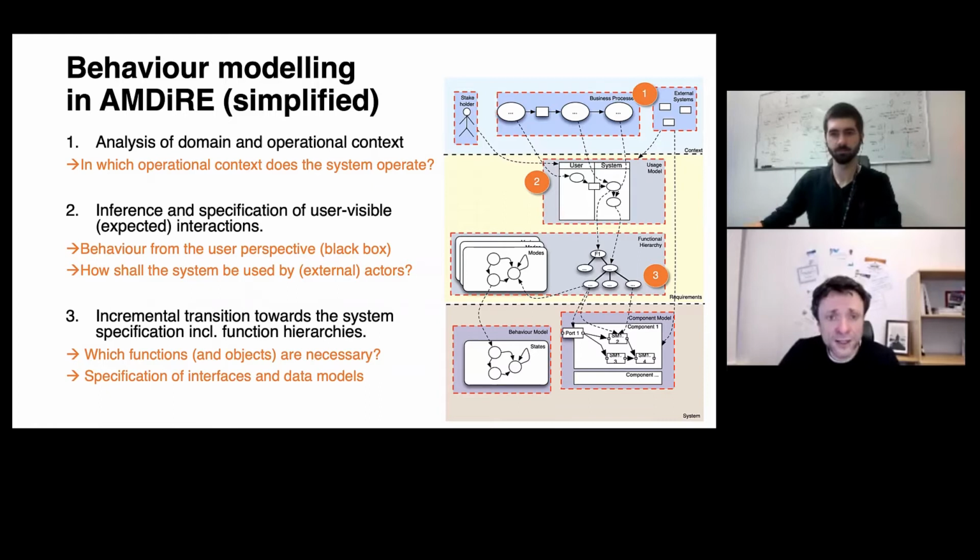Here we concentrate on really understanding what the typical workflows are, for example, when opening a bank account. In a second step, I want to infer and specify the user-visible behavior in the form of requirements, in our case, in the form of functional requirements.